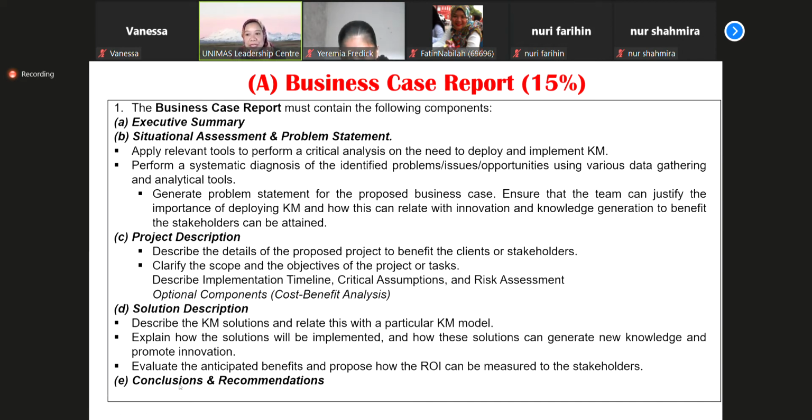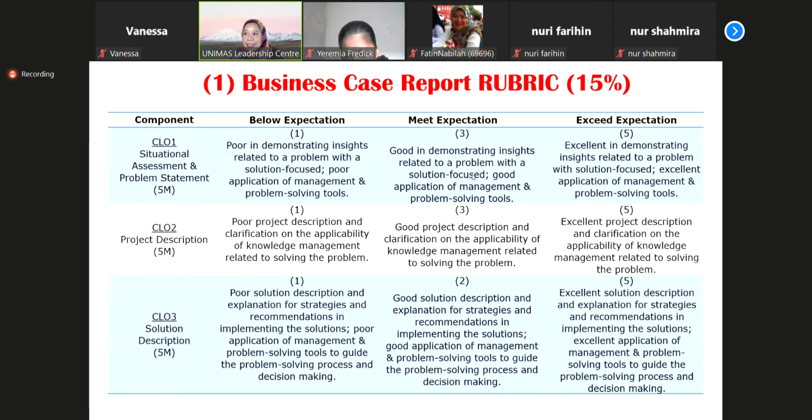Then you put the conclusion and recommendation. In other words, maybe you want to engage with a strategy, whatever you want to pitch to your stakeholder. These are the business case report rubric, which counts for about 15%.